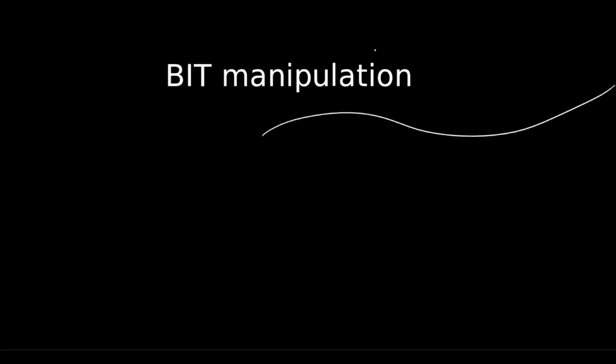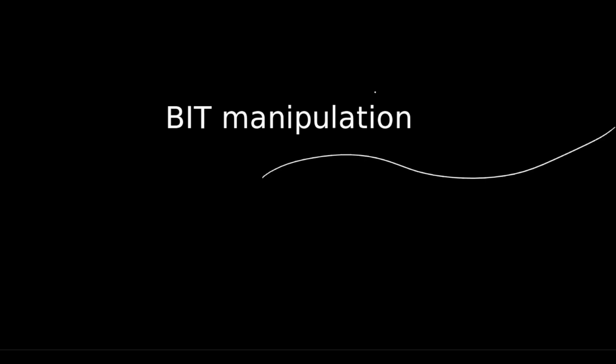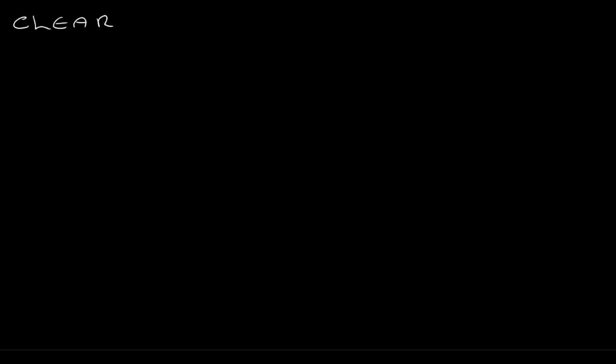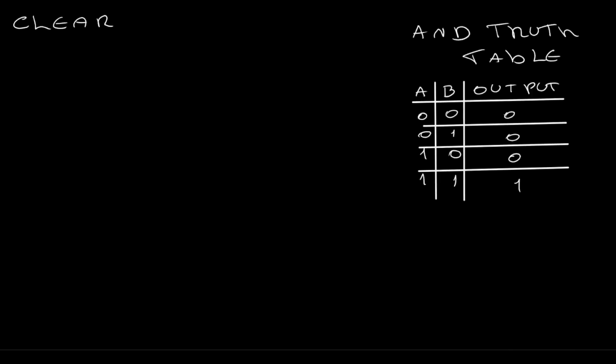Hi, today I'll be showing you how we can clear, flip and check a specific bit. To clear a bit, we can use the AND operation. If you remember the truth table of the AND operation, you see that we get the output 0 as long as we pass the number 0 in one of the inputs.